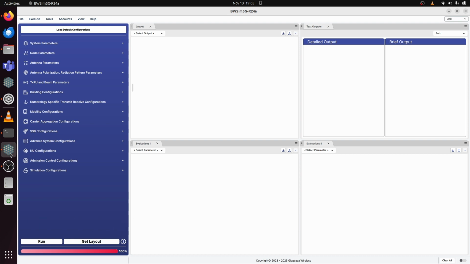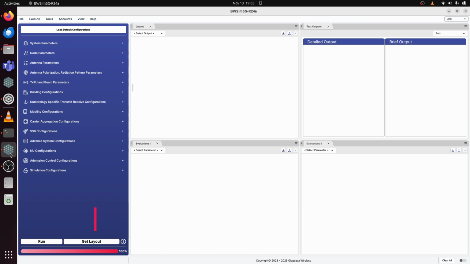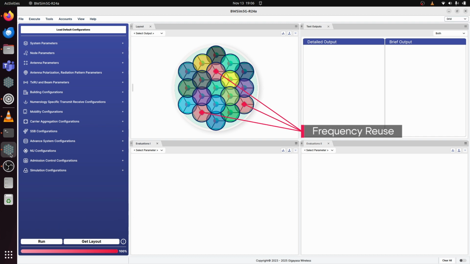Instead of relying on larger cells with high power tall antennas, the approach shifted to creating smaller cells with lower transmit power. These smaller cells helped alleviate the crunch in capacity that was experienced during those times. The solution was the introduction of the concept known as frequency reuse. In this approach, each cell was allocated a fraction of the total available frequency band. What's crucial here is that the frequency band assigned to one cell could not be used by its neighboring cell. So the frequency was reused, but not reused by neighboring cells.